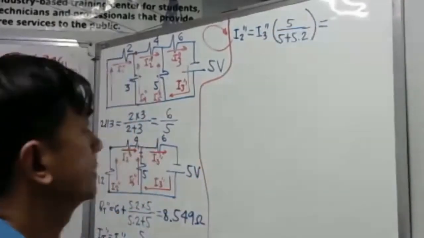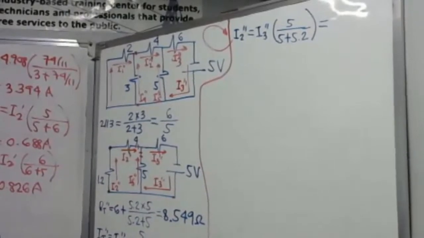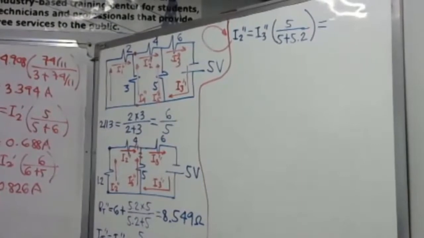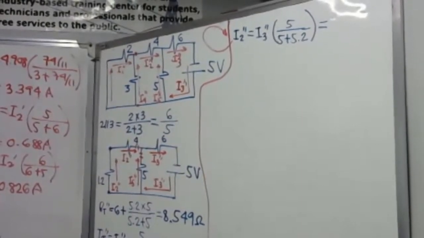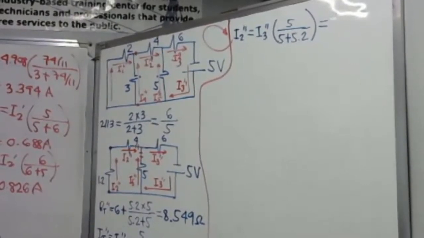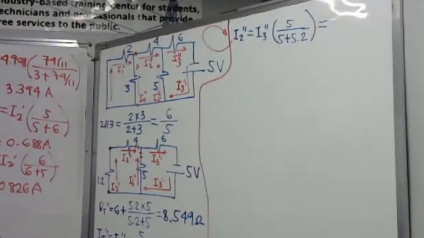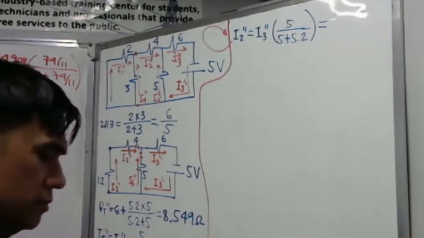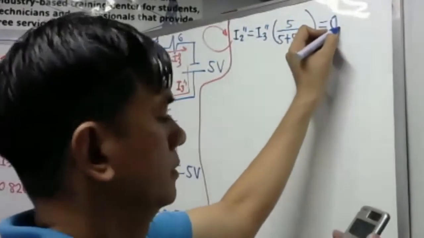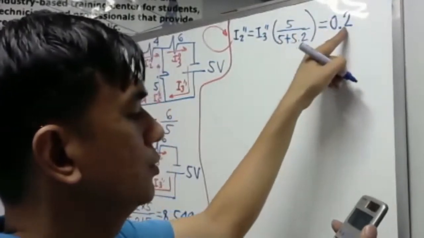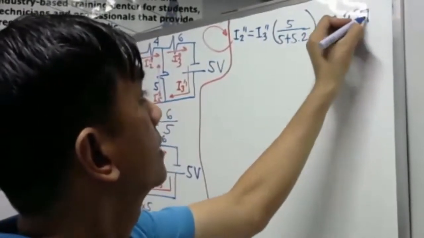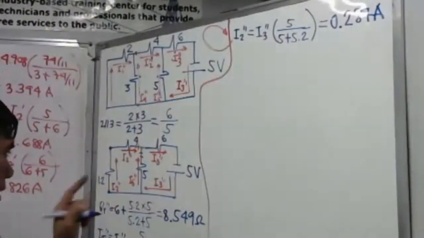Okay, so let's solve this. What is the value of I3 triple prime? 0.585 times 5, then divided by 10.2 equals... So that is 0.287 amperes.